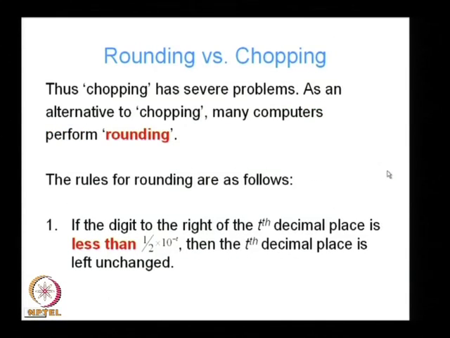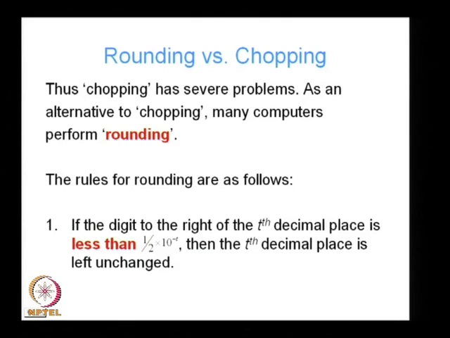Thus, chopping is seen to have severe problems. As an alternative to chopping, many computers perform what is known as rounding. The rules for rounding are as follows. There are 3 rules. The first rule says if the digit to the right of the 10th decimal place is less than half into 10 to the power minus t, then the 10th decimal place is left unchanged.